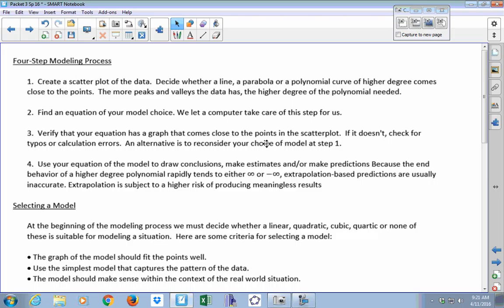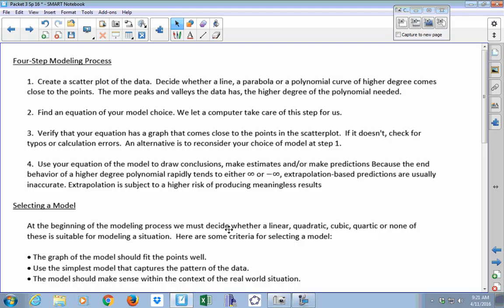You're going to verify that your equation has a graph that comes close to the points. You're going to put the equation in and see what it looks like, and you want to make sure that it's close to the points. If not, you might just want to reconsider the model that you chose. And then you use the equation to predict or make estimates.